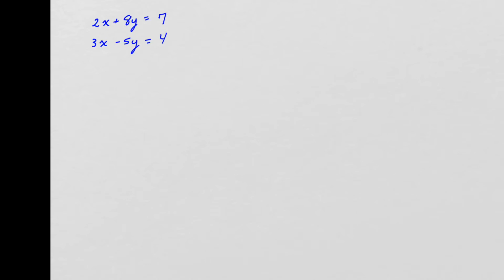Hey everybody, I wanted to go over just a couple of problems in terms of using matrices to solve a system of equations. So here we have a system that looks like this. We have 2x plus 8y equals 7 and 3x minus 5y equals 4. And so let's do it the old-fashioned way and use elimination. No matrices, just elimination. And let's eliminate x.